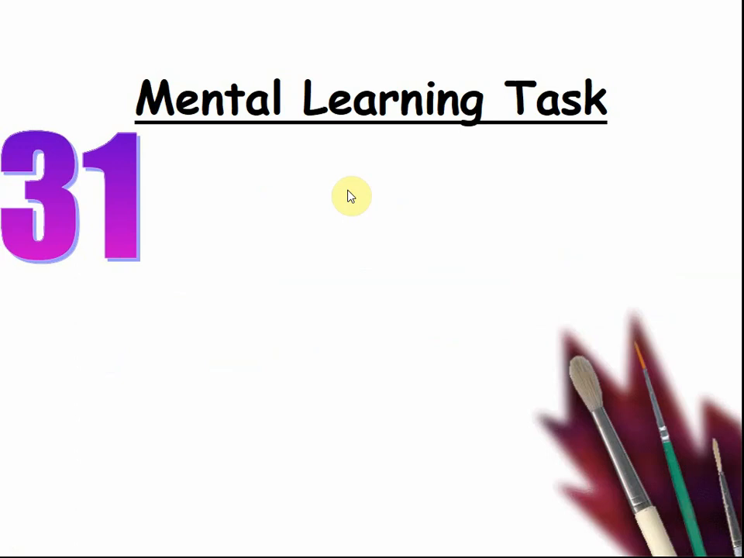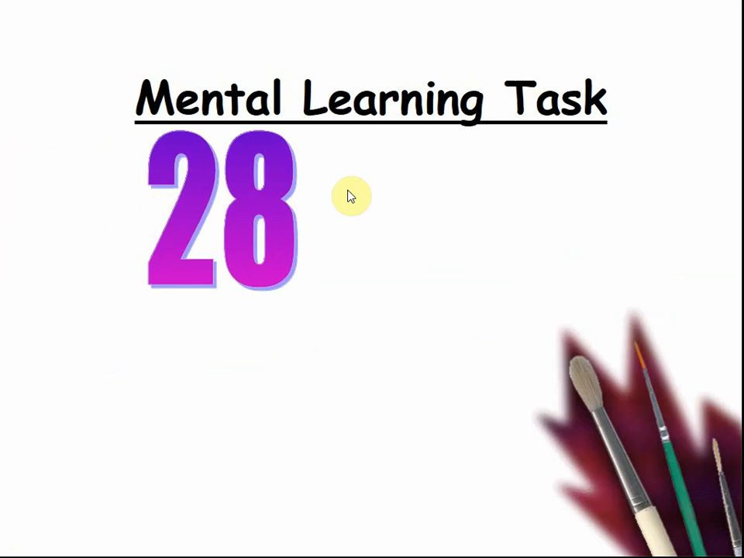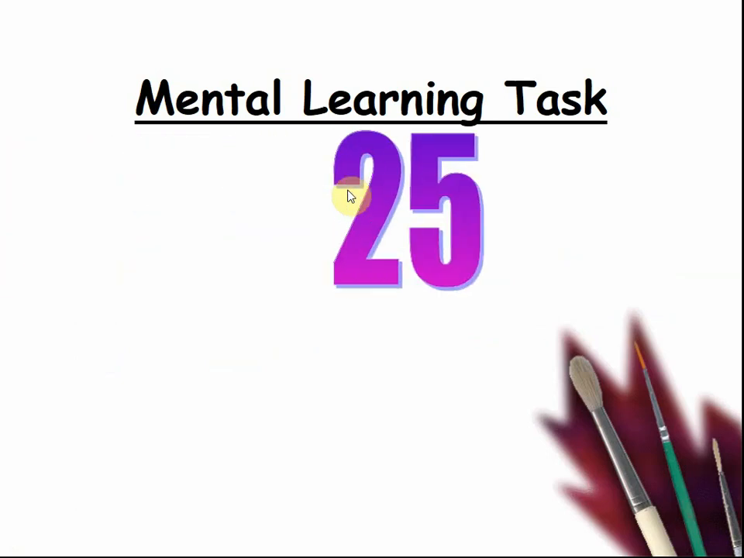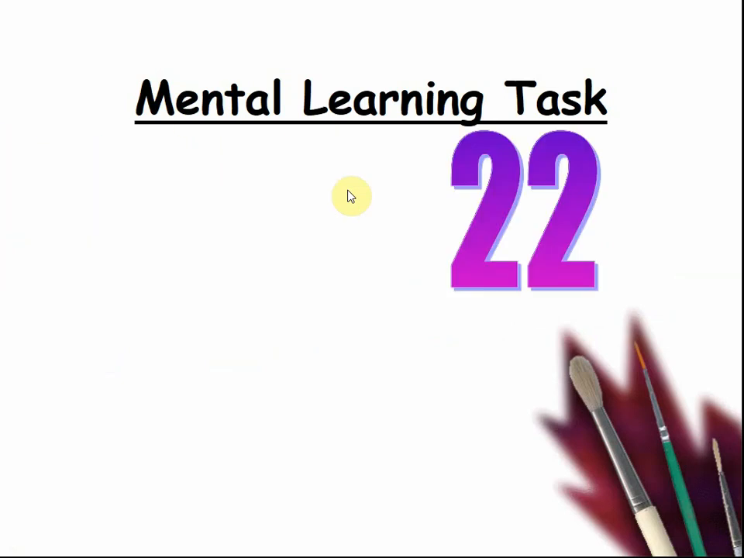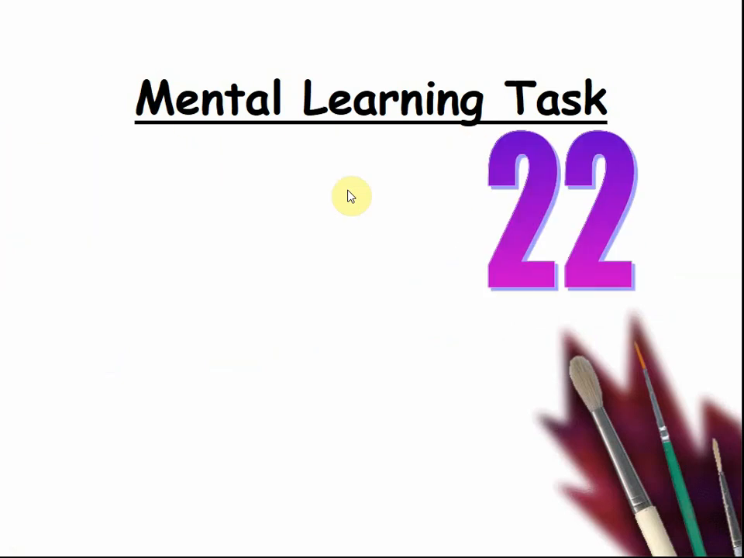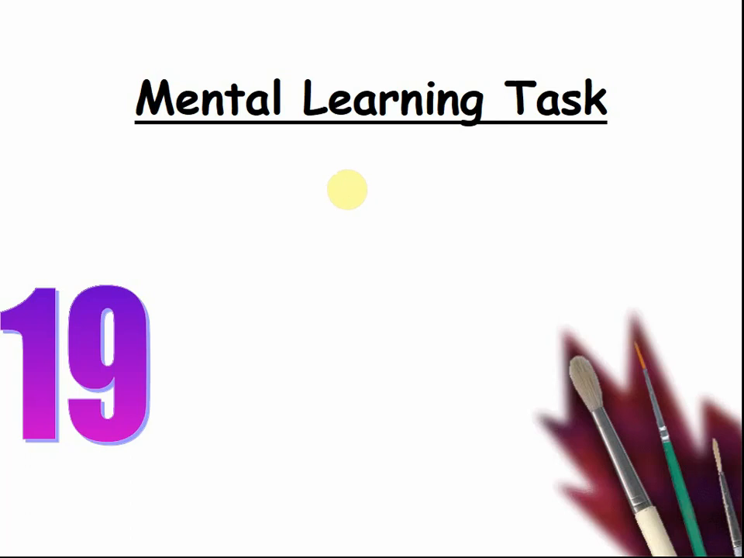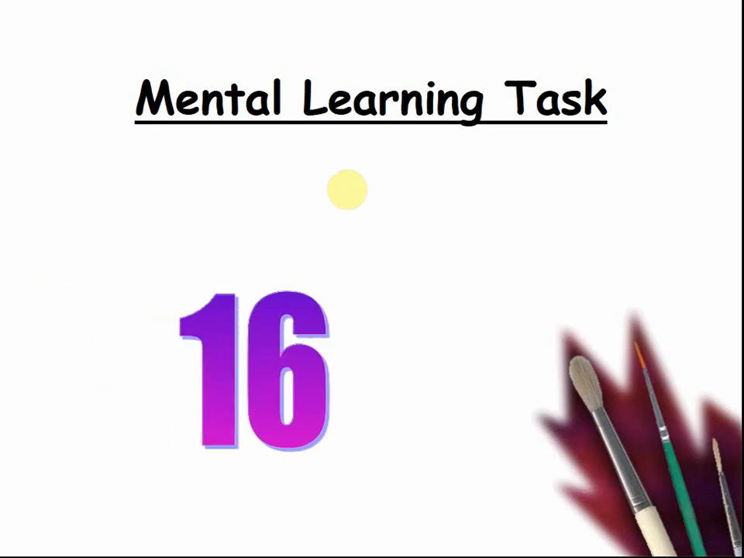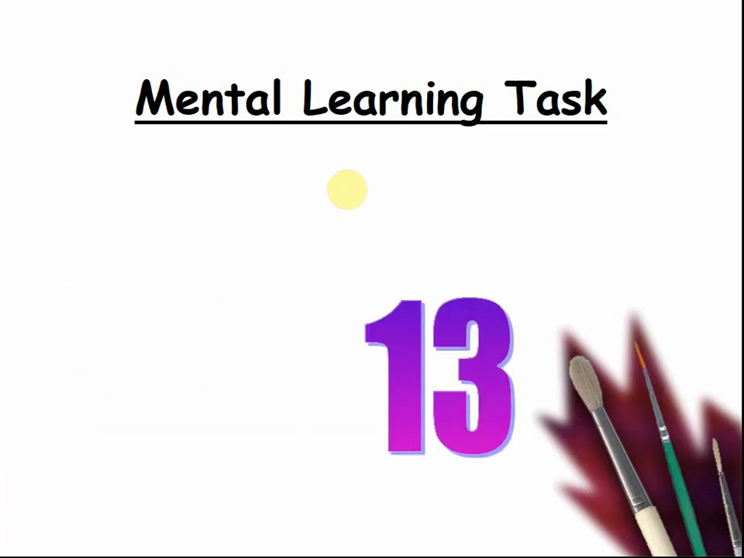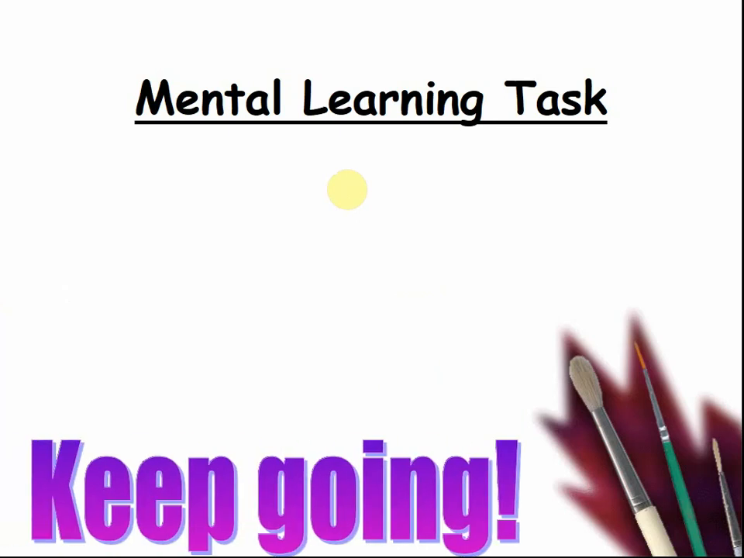31, 28, 25, 22, 19, 16, 13, 10, 7, 4, 1. What is the rule?